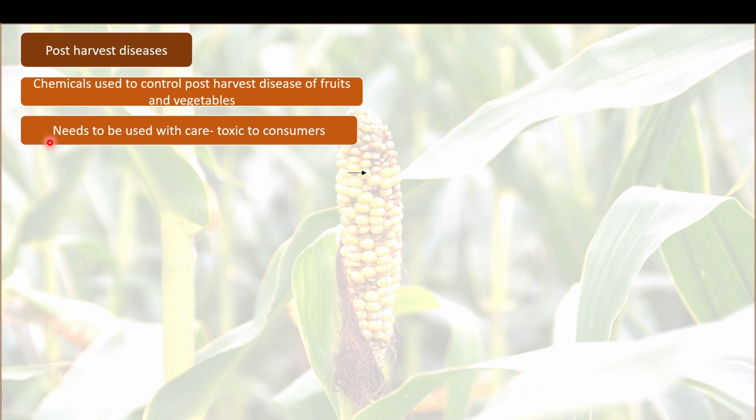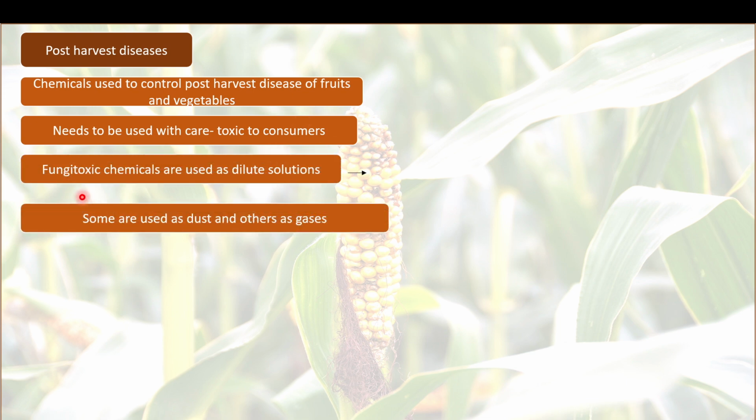But the point is that these chemicals need to be used with care, because this produce reaches the consumers who eat these products, and therefore this can become toxic to the consumers. So fungitoxic chemicals are used as dilute solutions. If you use chemicals that are fungitoxic, that is toxic to the fungus, you dilute them to a greater extent, and those diluted solutions are used to treat the post harvest produce.